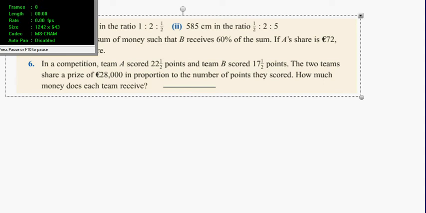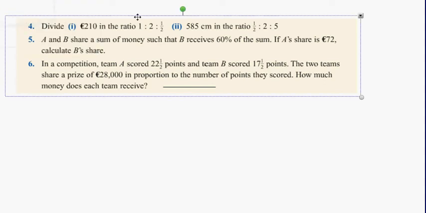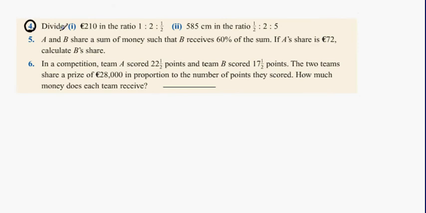Okay, so this is exercise 8.1. The following questions. Question 4. Divide 210 into the ratio 1 is to 2 is to a half. Well, with this ratio, I'm going to multiply all the ratios by 2. So I'm basically dividing into the ratio 2 is to 4 is to 1. To do ratios, you add all three parts together and you get 7.